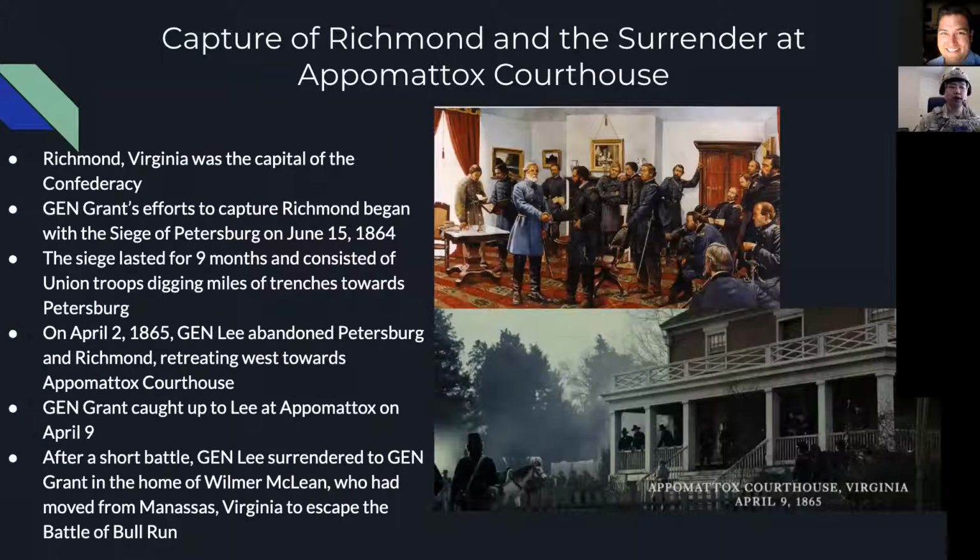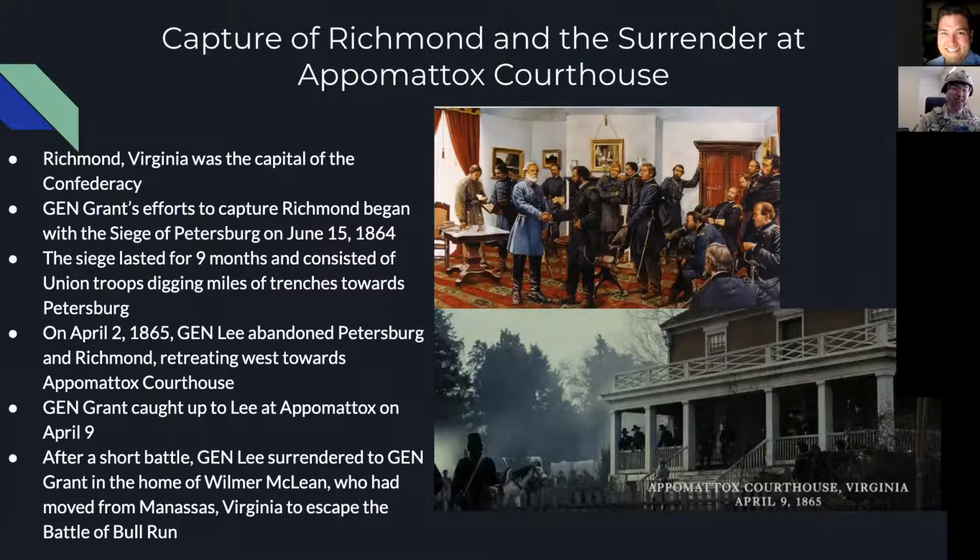So General Grant's efforts to capture Richmond, the capital of the Confederacy, began with the siege of Petersburg on June 15th in 1864. So June 15th, that's when they started. They surrounded the city of Petersburg in Virginia, started blasting it with cannons and sending their boys forward to try to take the city of Petersburg. The siege lasted for 9 months.